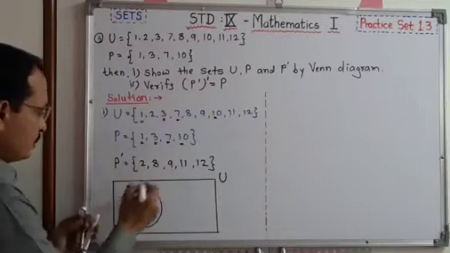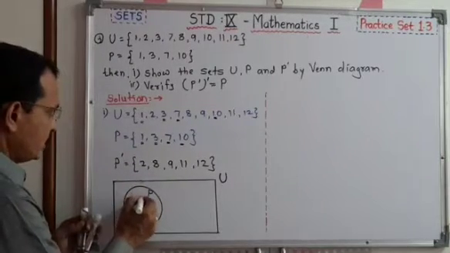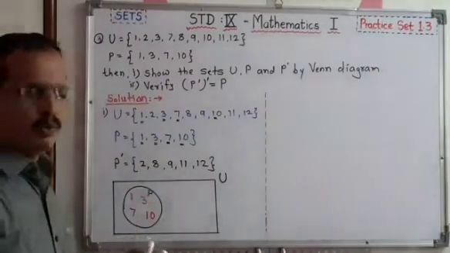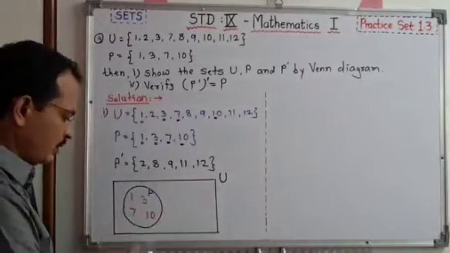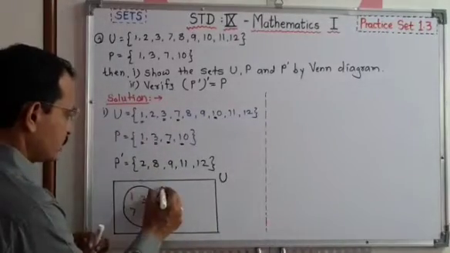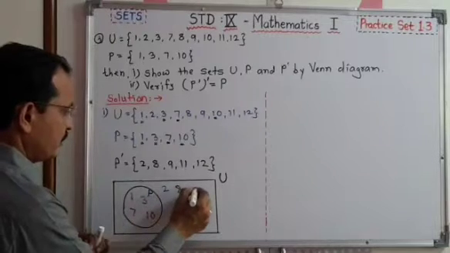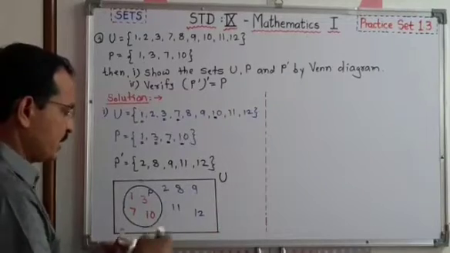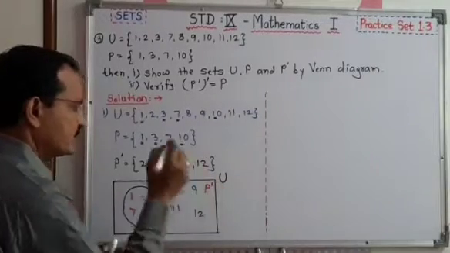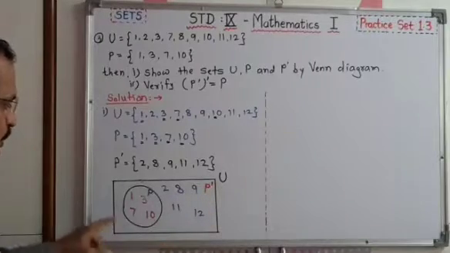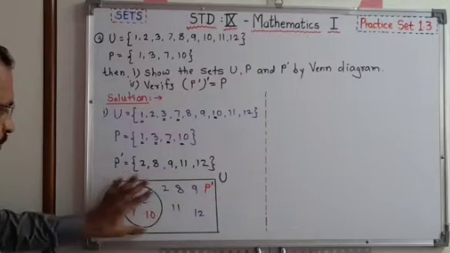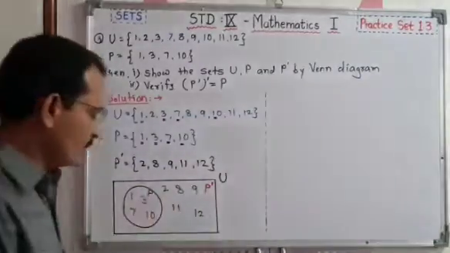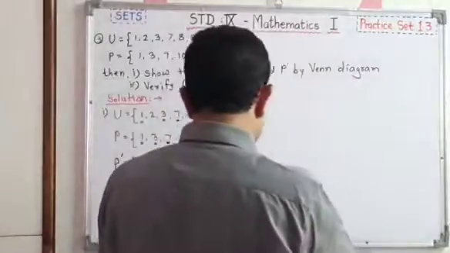Which are the elements of set P? It is 1, 3, 7 and 10. Now, which are the remaining elements? It is 2, 8, 9, 11, 12. These are the elements of set P dash. Therefore, this is the universal set. In that we write this set P, and these are the elements of P dash. Now we have to start with the second sum.